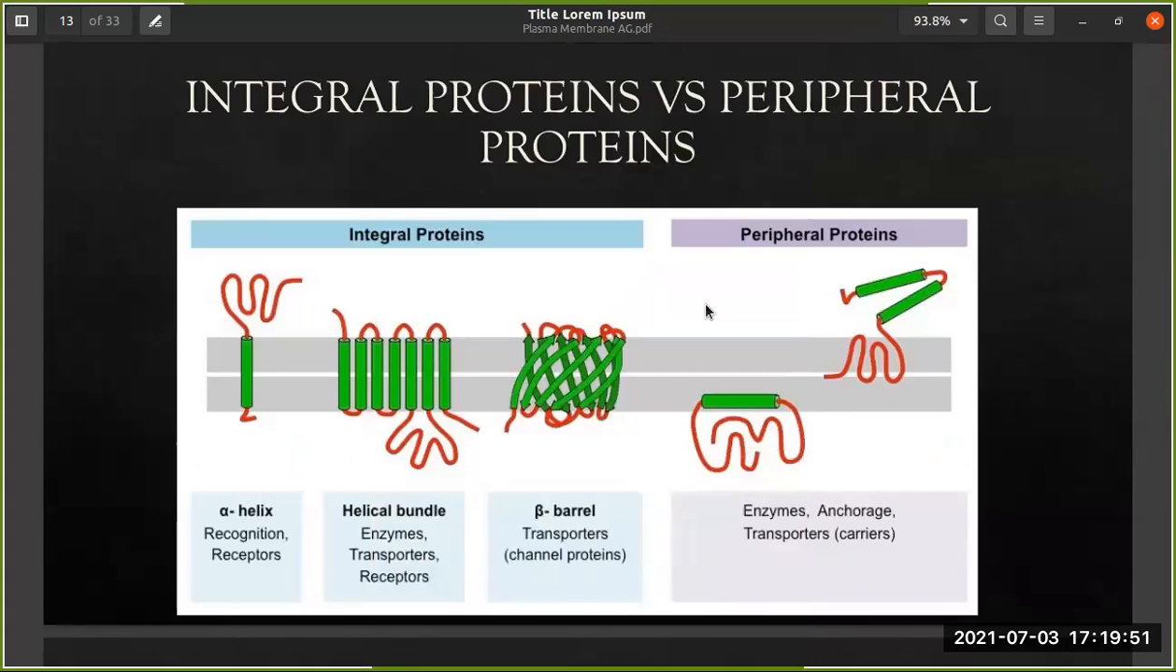So have a look at integral proteins versus peripheral proteins. These are the integral proteins here. Let's forget about the protein shape. These are protein shapes, but these are integral proteins. And peripheral proteins, you see they are only on one side, on the periphery. Examples are enzymes, anchorage, transporters, carriers, receptors, recognition receptors. They can also be integral proteins. They can have all types of functions.